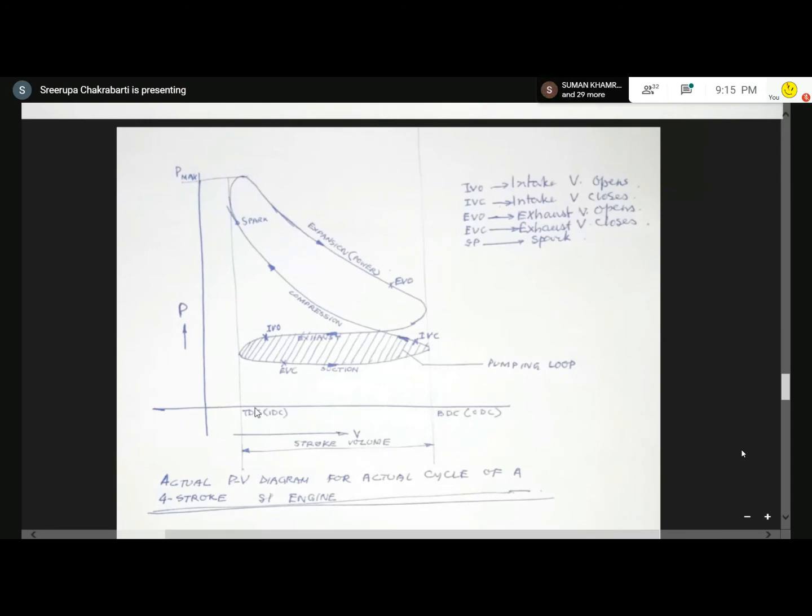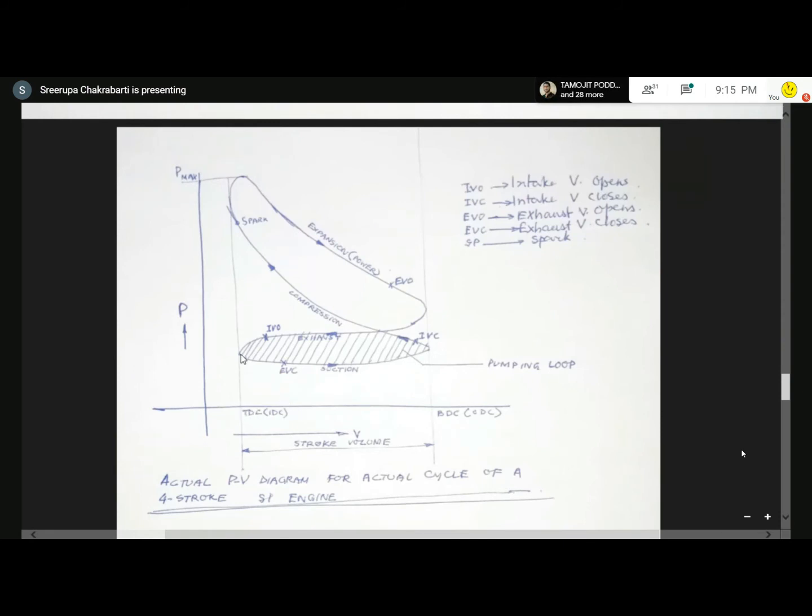If we consider this is the 0 degree point of the crank, and the crank starts rotation in this direction during the suction, so this is 180 degrees. Then compression, theoretically, is also 180 degree rotation. Expansion, again 180 degrees. Exhaust, 180 degrees. So total is 720 degrees for a 4-stroke cycle engine.